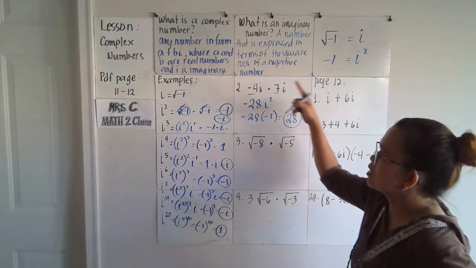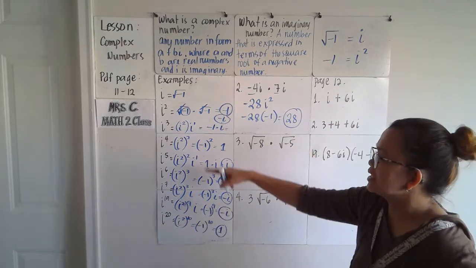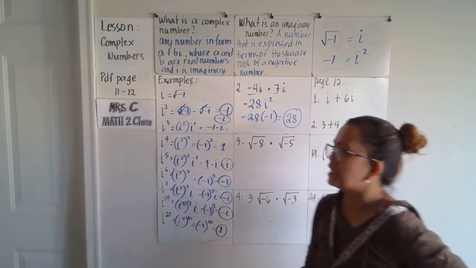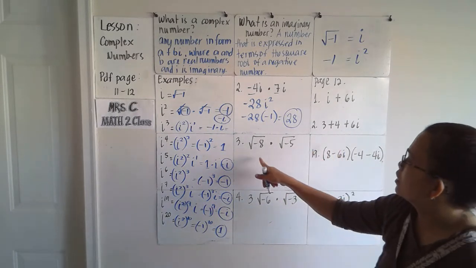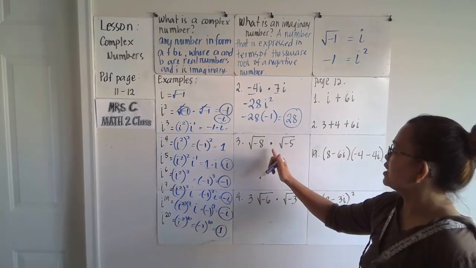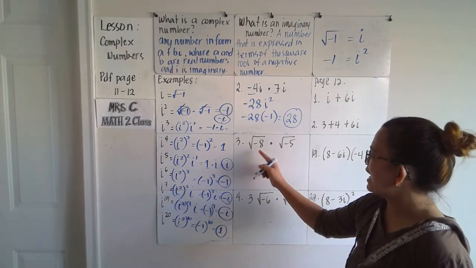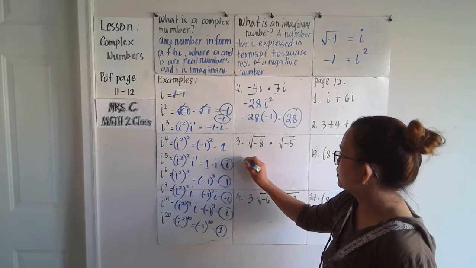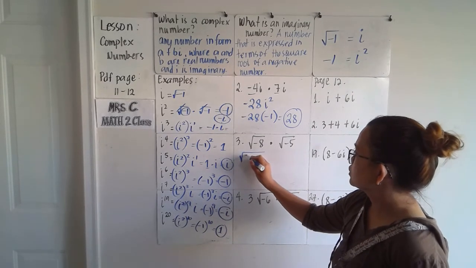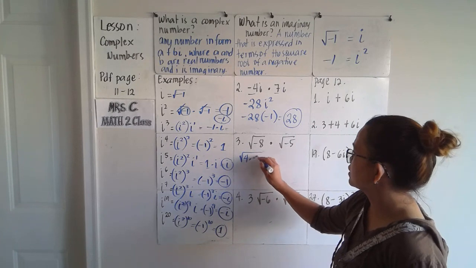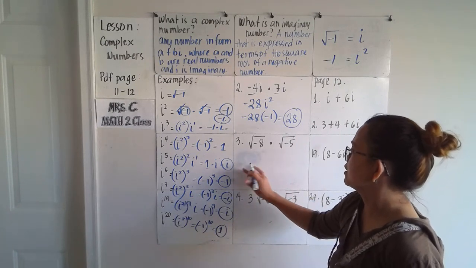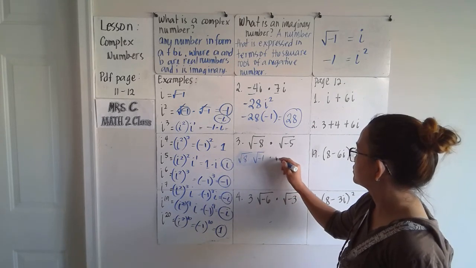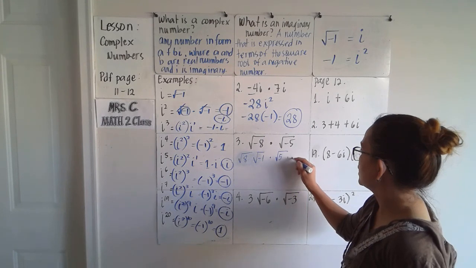Again, for those who are new in this lesson, you can find these examples on pages 11 and 12 on the PDF below. All right, number 3: negative 8 times negative 5. We need to multiply them. Again, I'm going to rewrite it. So square root of 8, and then negative 1, and then square root of 5, negative 1.